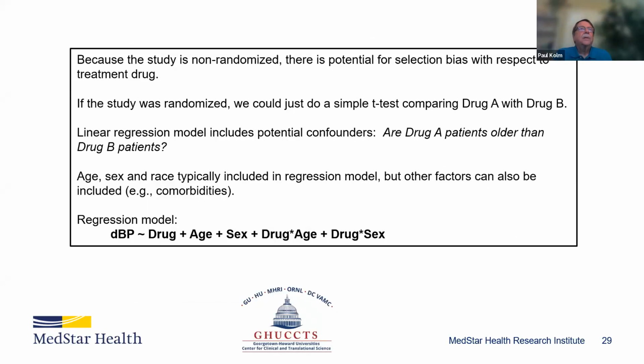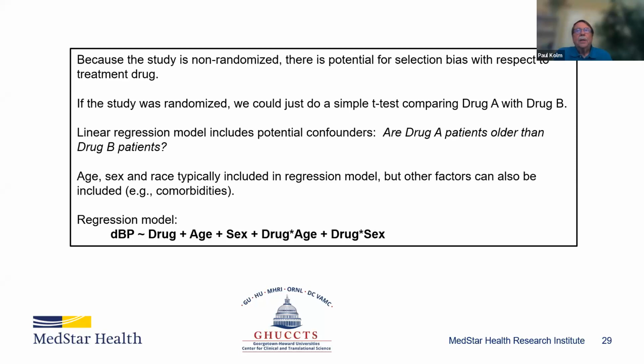Because the study in this case is non-randomized, there's potential for selection bias with respect to the treatment drug. Now, if the study had been randomized, then we could just do a simple t-test comparing A and B. We wouldn't have to worry about any potential confounders. But in this case, since they weren't randomized, we might have another explanation for the difference between the two drugs, if there is one.